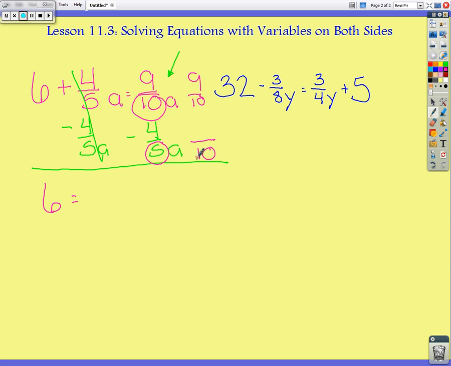What I multiply the 5 by to make it a 10, I times it by 2. I multiply the numerator by 2. 4 times 2 gives me 8. And again, I am subtracting this. 9 minus 8 is 1, and I have 1/10 A.